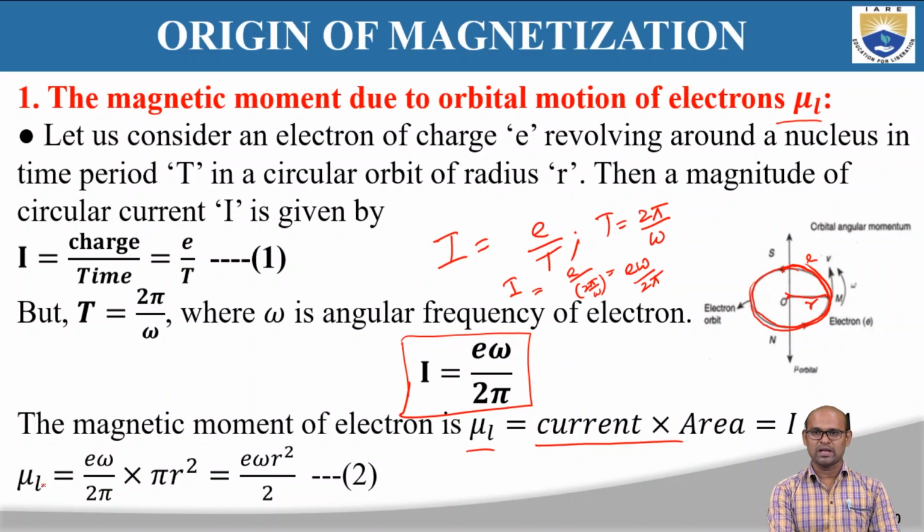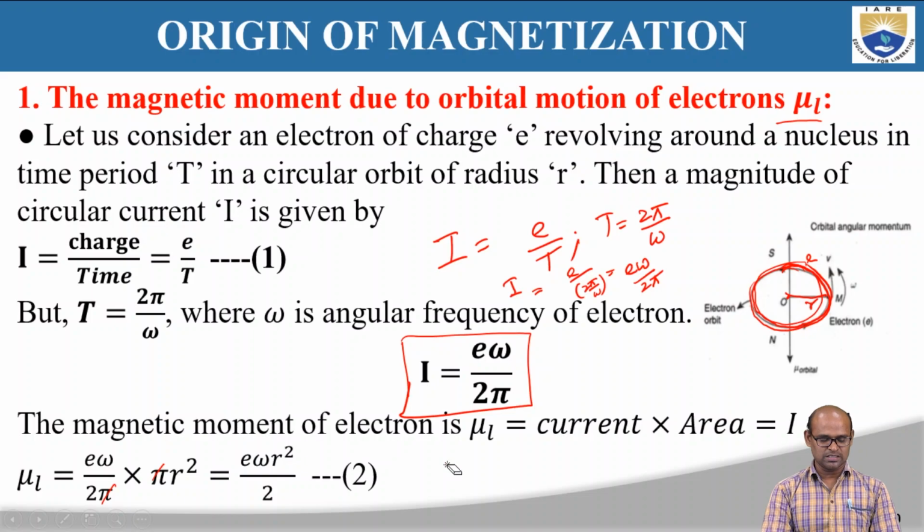So μ_L, the magnetic dipole moment, μ_L is equal to eω/2π, which is current, multiplied by the area of the circular orbit. The area of the circular orbit is πr². So eω/2π into πr². The π will cancel out, and you will get eωr²/2. So this is the magnetic moment coming from this orbital motion of the electron.